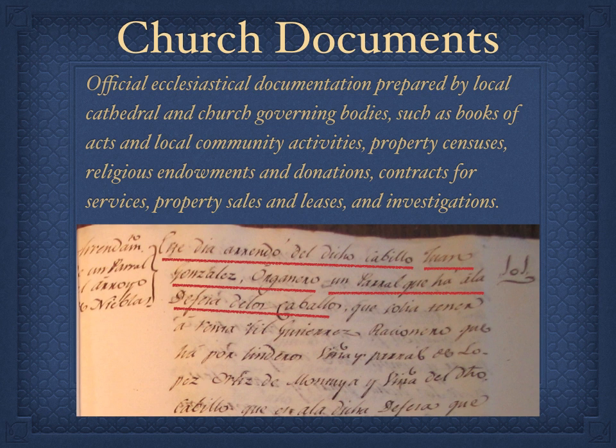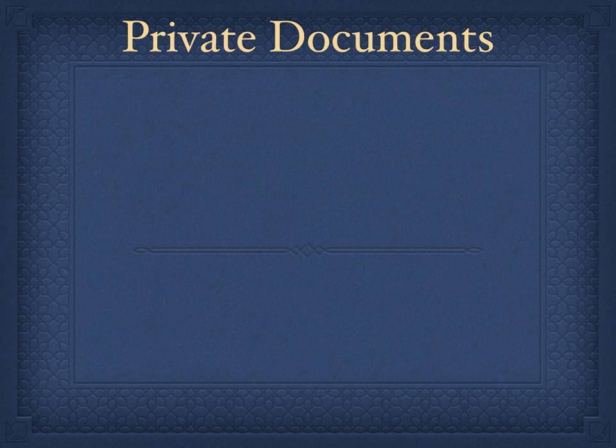So this is actually a property lease, and it's a churchman who is leasing a vineyard from the church, potentially for his own personal use, or more likely to produce wine and to sell that wine. So that's pretty interesting. We're going to be spending a lot of time with those in the future, so we're just going to skip along right now and go on to private documents.